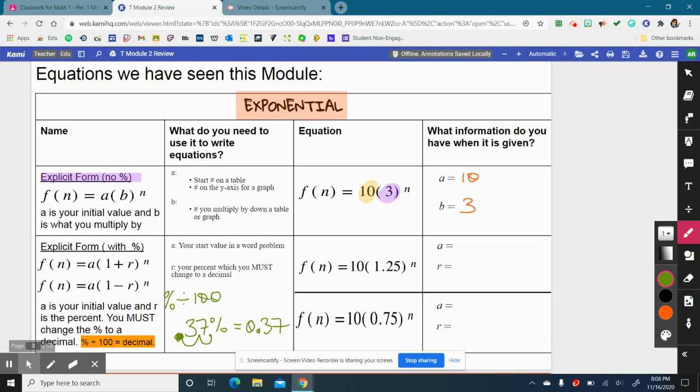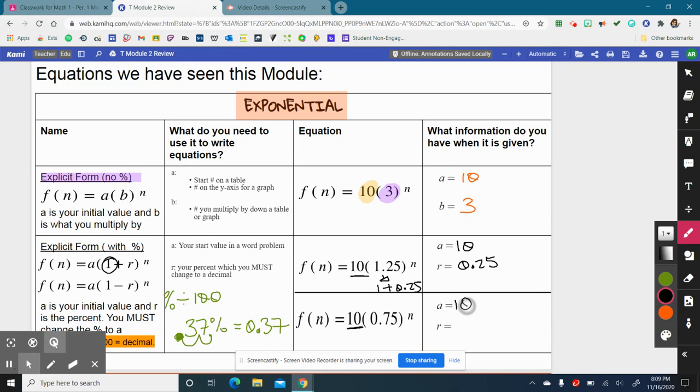So let's look at this middle example here. F of n is equal to 10 times the quantity 1.25 to the exponent n. Well, my a value here is 10. Now my r value here, this is where it's going to get a little bit crazy, right? So you're just going to have to go with me on faith. Well, this has to be 1, right? Because it has to have a 1 in it. So it has to be 1 plus 0.25, right? That's the only way we would get a 1 and some other number that would turn into 1.25. So my r value is 0.25.